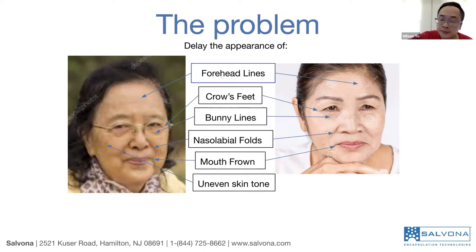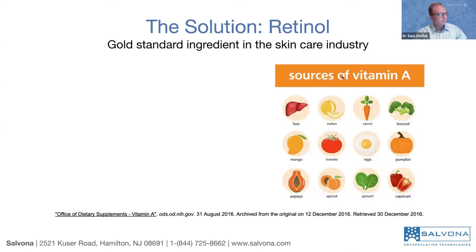Okay, so for this problem, the solution that is used in most of the world is called retinol. Retinol is considered to be the gold standard for skincare. The source of retinol is vitamin A. Vitamin A is available in all these sources that you can see here. So retinol is derived from vitamin A, which is a natural ingredient.